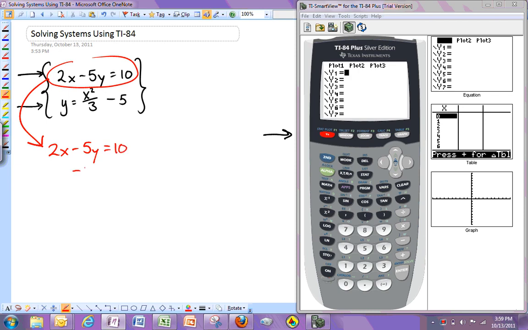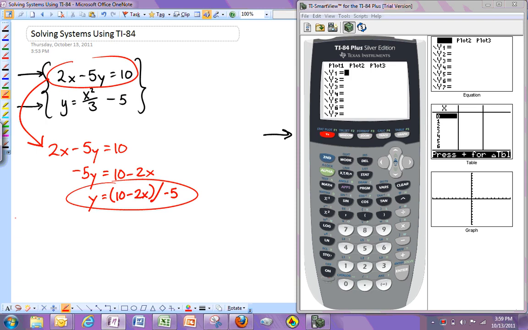And so we'll isolate the y. So first negative 5y equals 10 minus 2x. And then we divide by negative 5. And again, you don't actually have to do the division yourself. The calculator is not going to care. So I'm going to write it in like this. So this will be my first equation, and my second equation will stay the same.